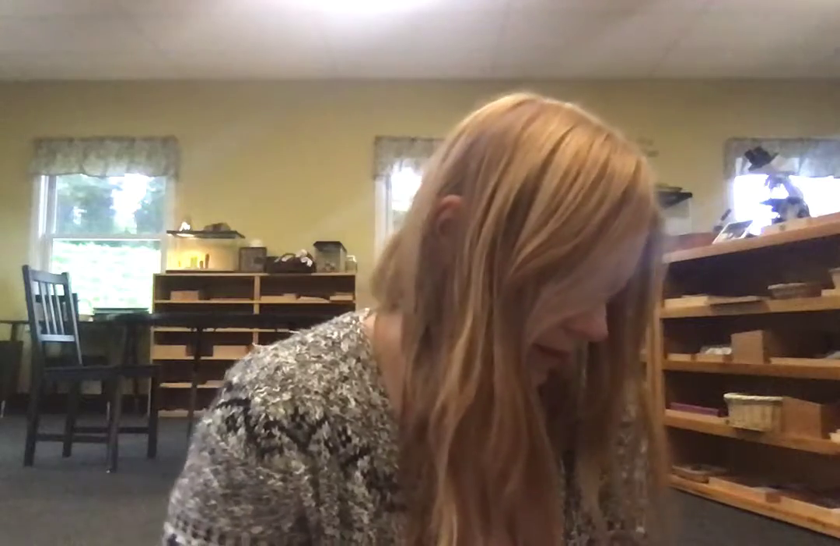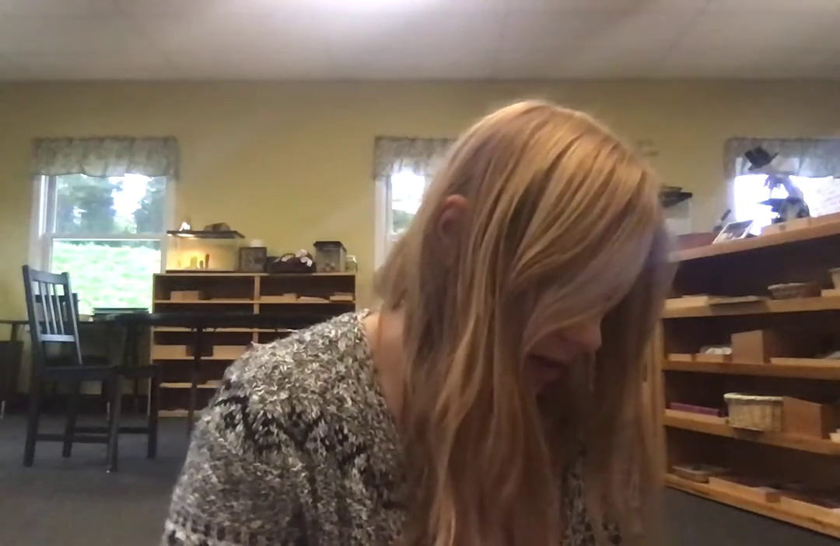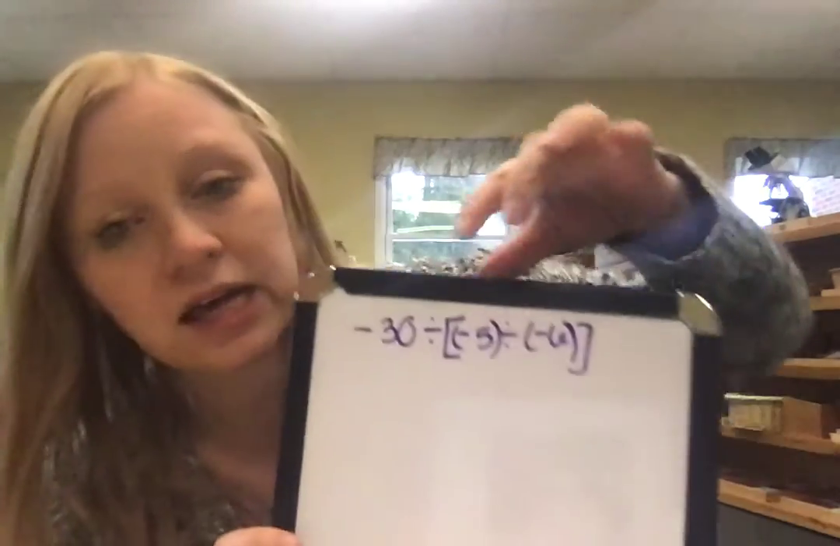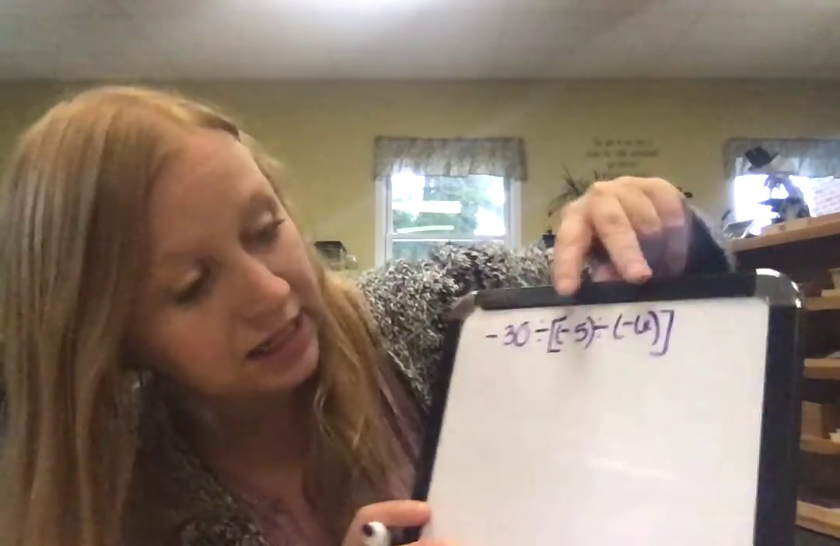Okay. Let's look at our next equation. Our next equation looks a little different. Okay, so let's pay attention to that one. Negative 30 divided by negative 5 divided by negative 6. Now, it looks like it would be the same equation, but it's different because we have these brackets, meaning we need to deal with this first.